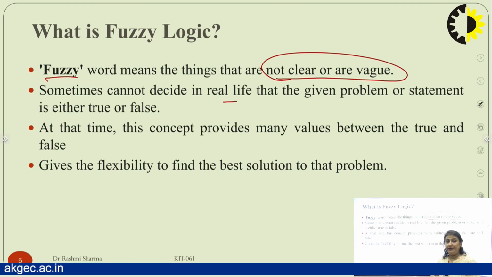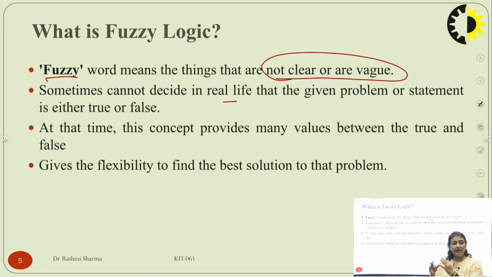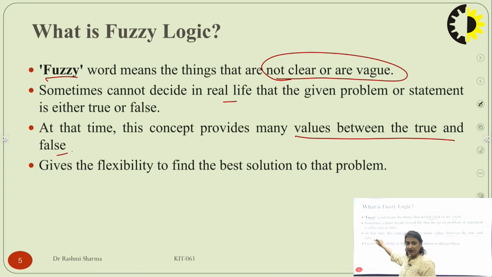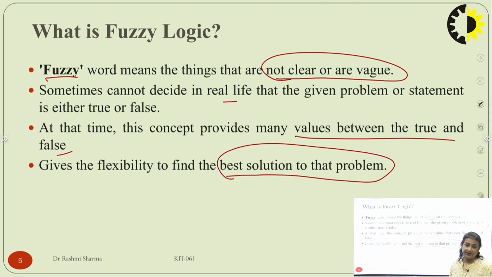So in real life we cannot decide at that particular point of time whether we lie in this region or in that region. That is called fuzzy. At that time, the concept provides many values between true and false, and we will come to examples where we can understand how we deal with this problem. And the flexibility is that we want to find the best solution for the problem which is arising. Whether I'm feeling feverish or not, if I'm feeling low and have a body ache and I'm feeling lethargic, then we usually take a paracetamol and we feel fine after 2 to 3 hours. That is the solution, so that we can have a fit and fine body.